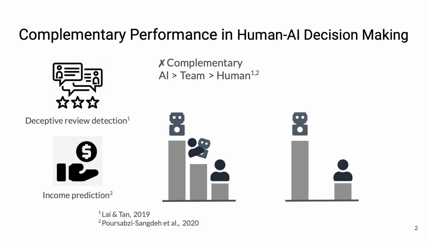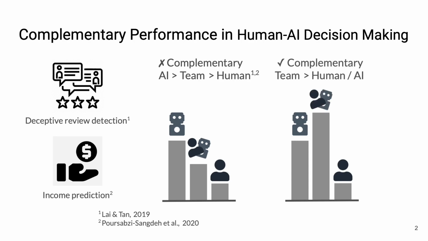Ideally, with AI assistance, human AI teams should outperform both AI alone and human alone, also known as the complementary performance. It remains difficult to enhance human decision-making in challenging prediction tasks, where AI isn't simply emulating humans.